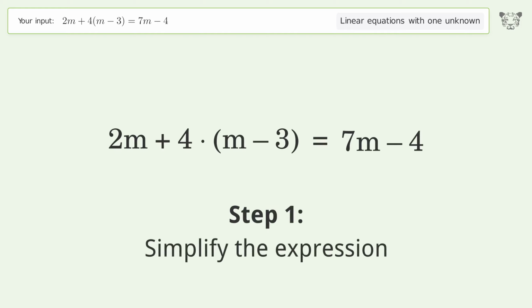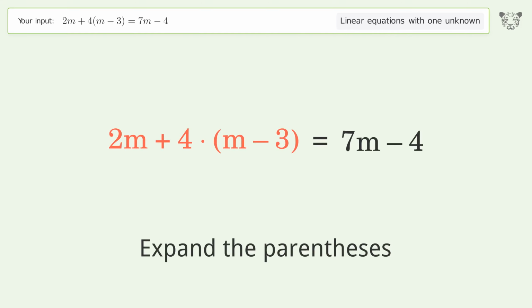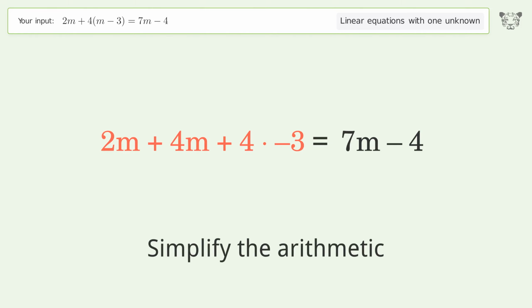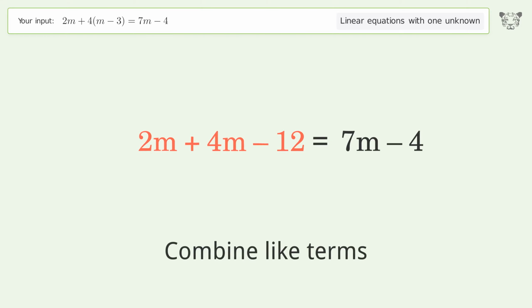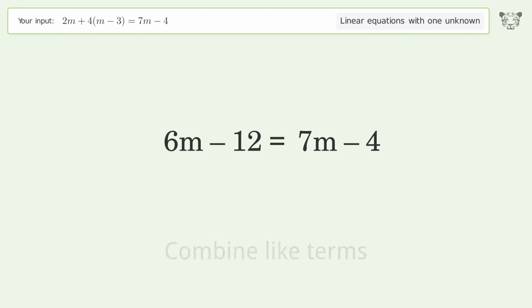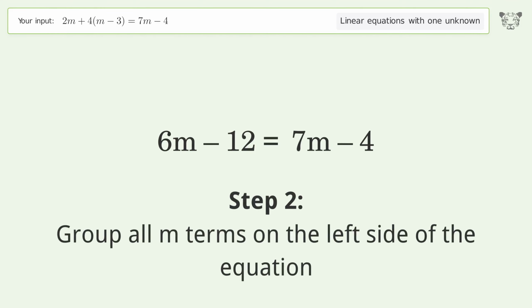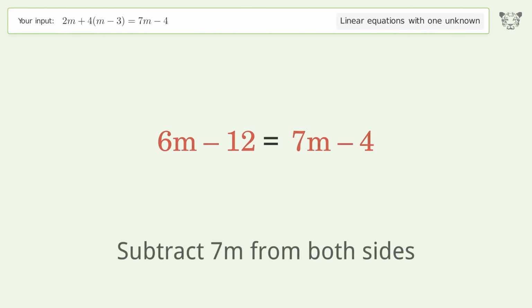Simplify the expression. Expand the parentheses. Simplify the arithmetic. Combine like terms. Group all m terms on the left side of the equation. Subtract 7m from both sides.